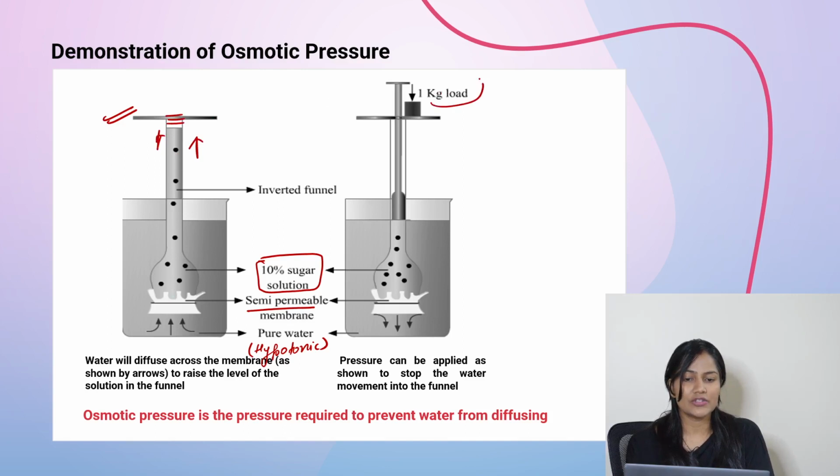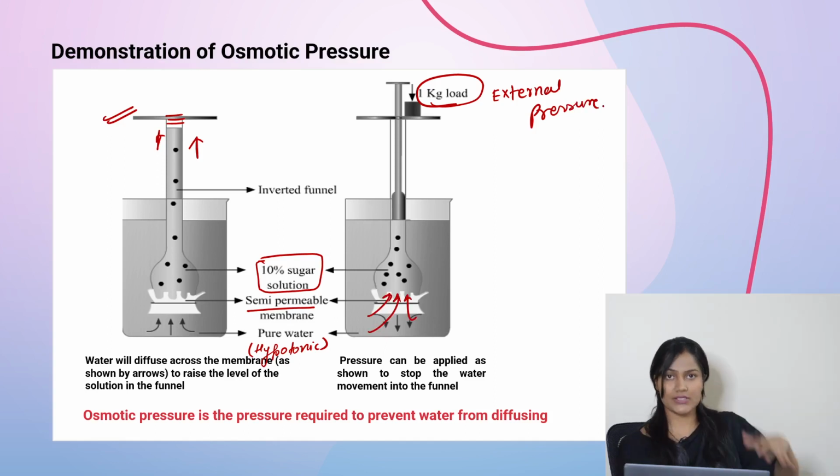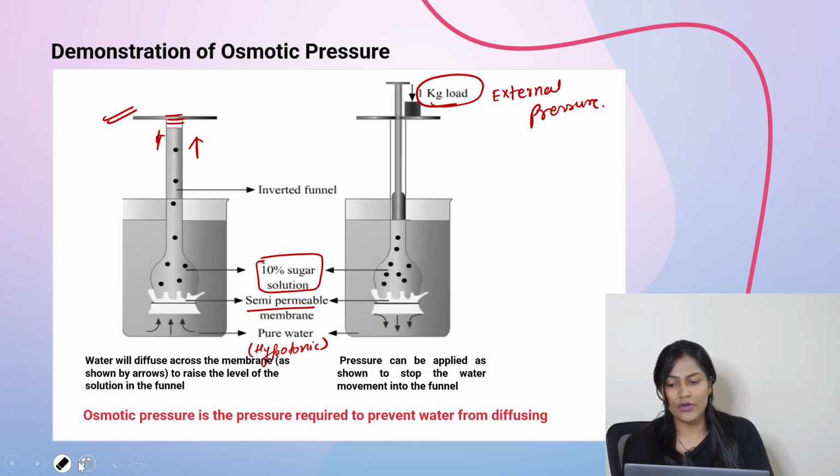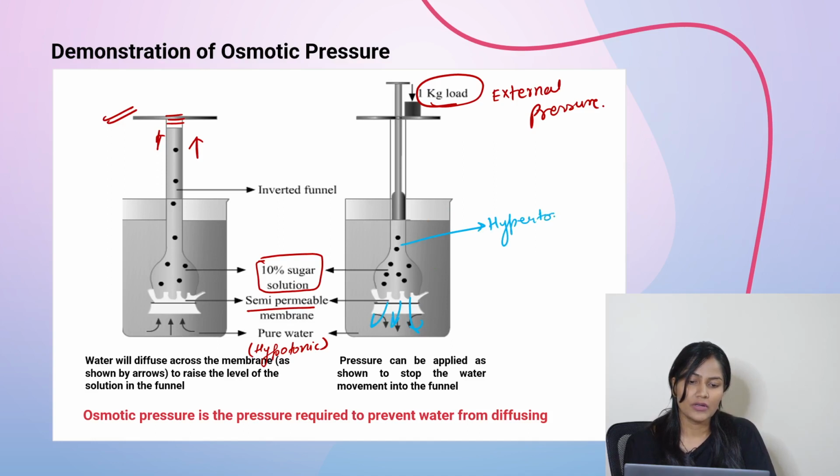Now in the next condition, because we are keeping a 1 kg load, we are giving external pressure. Now the water, first of all, was entering inside the funnel, right? Now because of the external pressure, what is going to happen? Instead of entering, the water will start coming outside the funnel, though inside the funnel it is hypertonic and outside it is hypotonic.